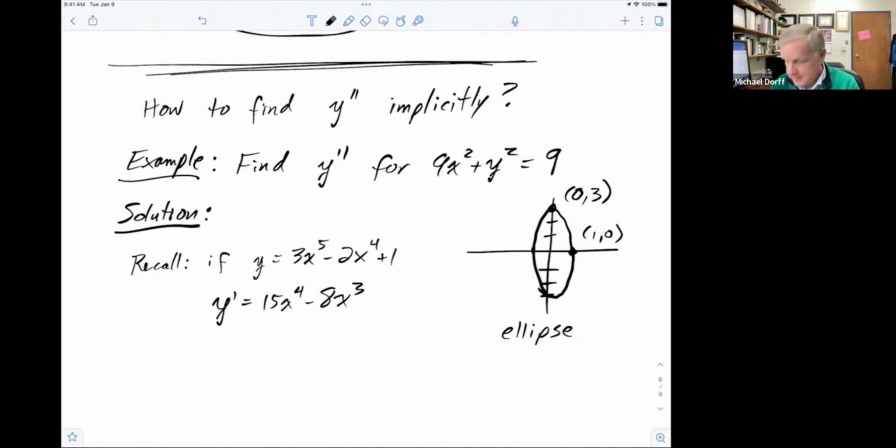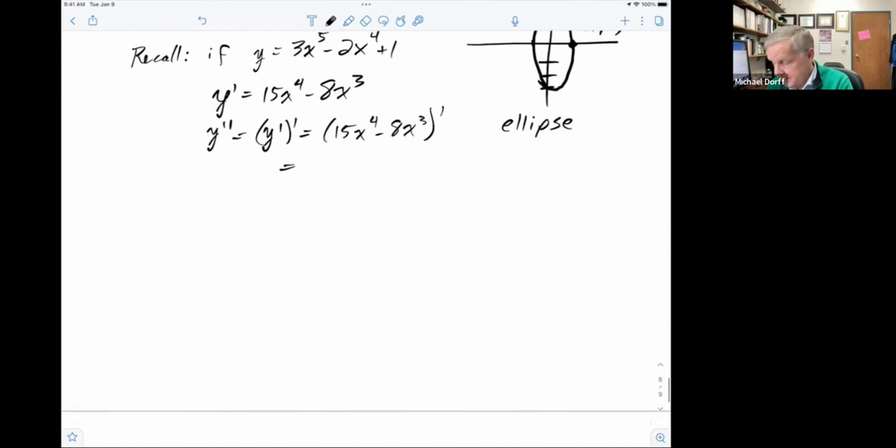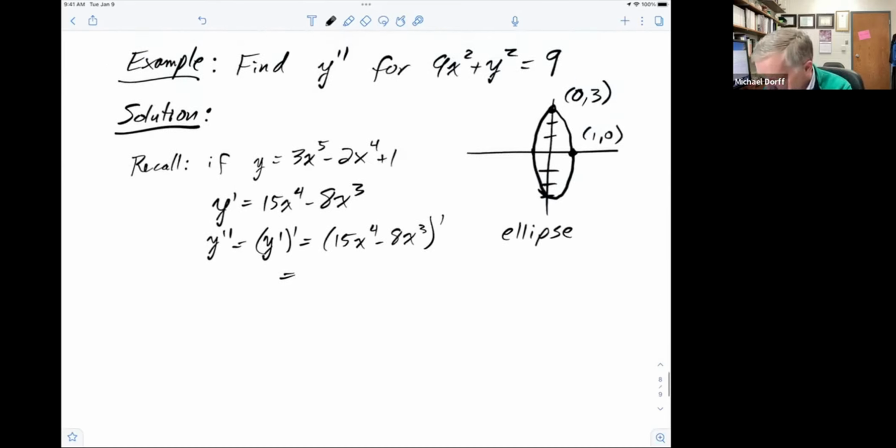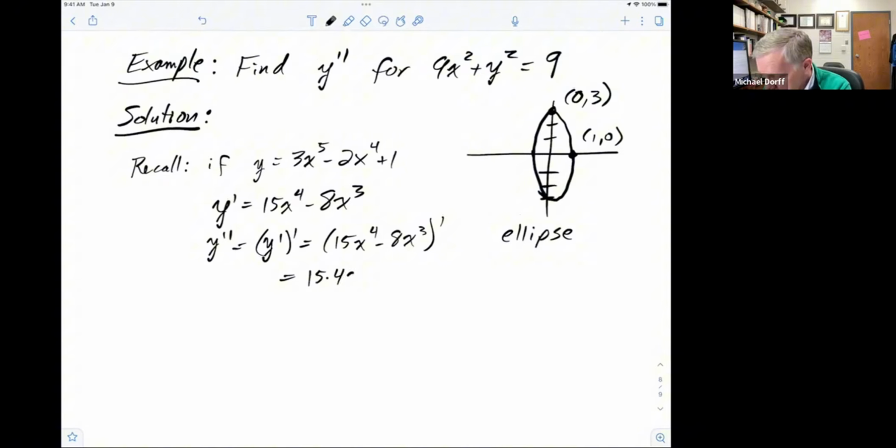How do you do the second derivative? Well, the second derivative is the derivative of the derivative. So I'm going to just take the derivative of what I got here, and that would be, again by the power rule, 15 times 4, x cubed, minus 8 times 3, x squared, and that's going to be 60x cubed minus 24x squared. So to find the second derivative, you take the derivative of the first derivative.